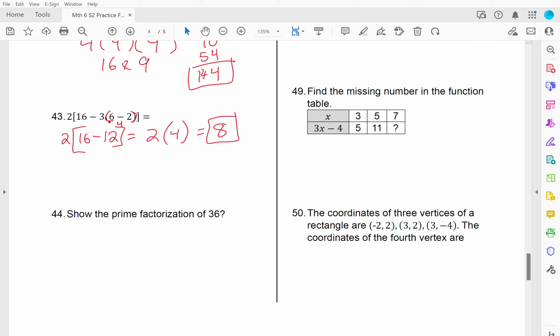Okay, prime factorization. You're not done until you've factored it down to primes. So 36 is 6 times 6. But that's not prime. 6 is 2 times 3. So notice I have 2 2's and 2 3's.